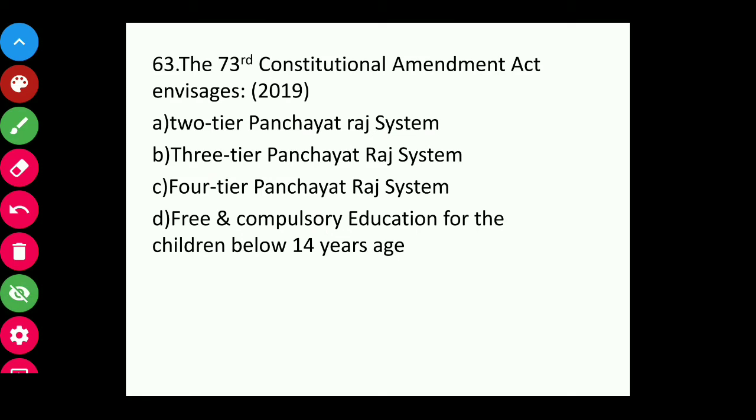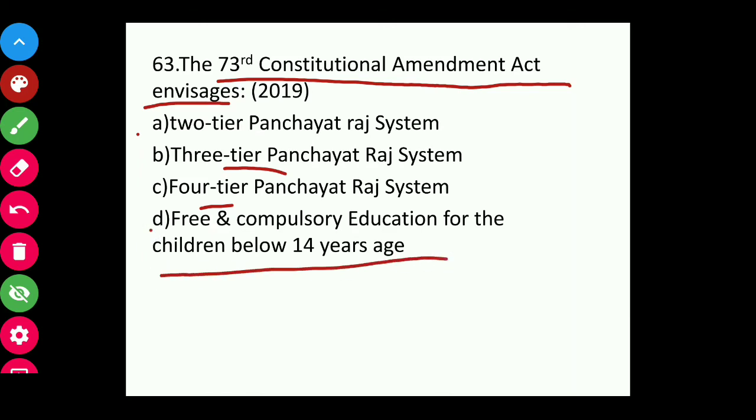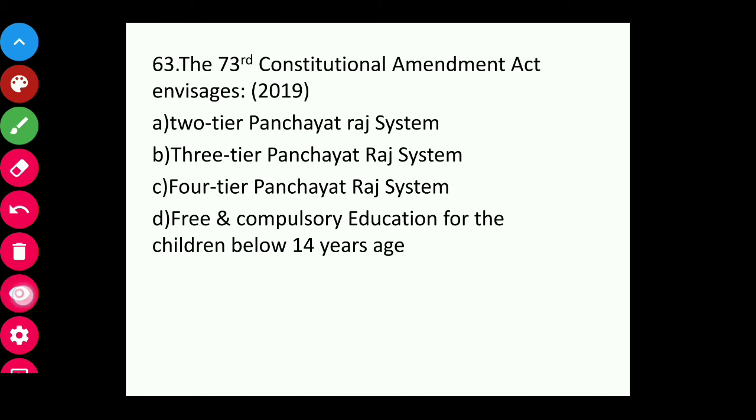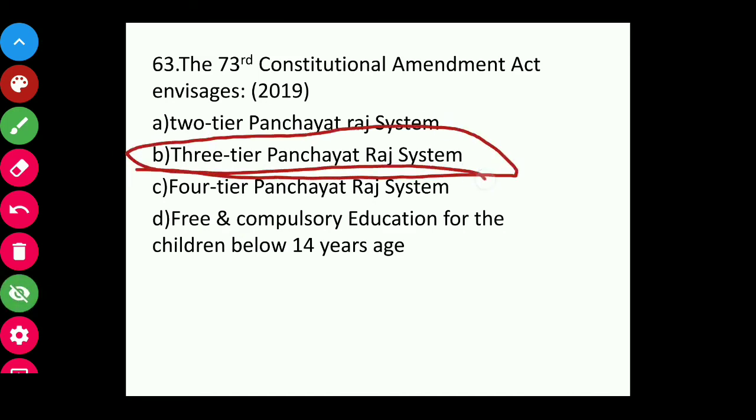Number 63. The 73rd Constitutional Amendment Act envisages A. a two-tier Panchayat Raj system, B. Three-tier Panchayat Raj system, C. Four-tier Panchayat Raj system, D. Free and compulsory education for the children below 14 age. So the answer for this question is B. Three-tier Panchayat Raj system.